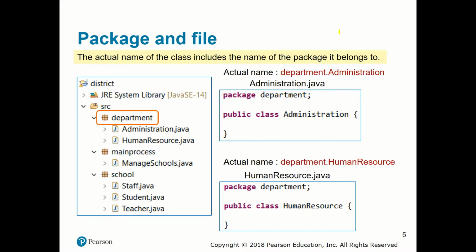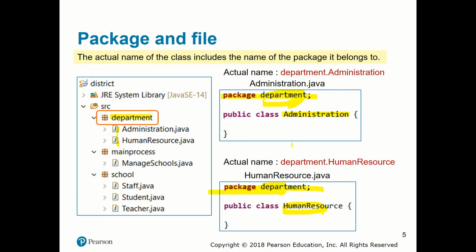There are two files on the department package. In this case, the line package department should be the first line of both files. This means that the class administration is defined in the department package. Likewise, the human resource class is defined in the department package. So the package statement specifies which package the class belongs to.